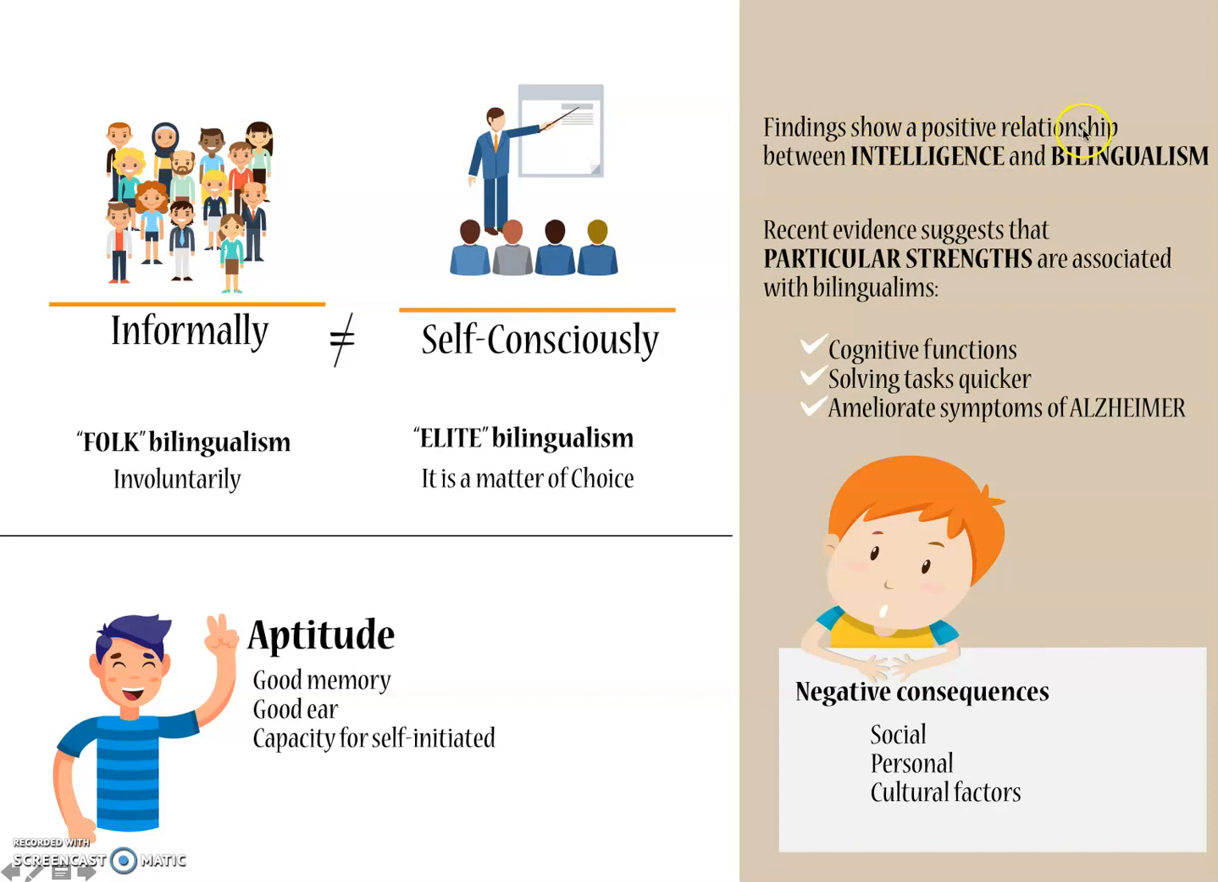Findings show a positive relationship between intelligence and bilingualism, and recent evidence suggests that particular strengths are associated with bilingualism. It improves cognitive functions. Bilingual children solve certain tasks quicker than monolinguals. Even bilingual competence may ameliorate symptoms of Alzheimer's disease. The negative consequences observed are connected with social, personal, and cultural factors, but not with the bilingualism process itself.